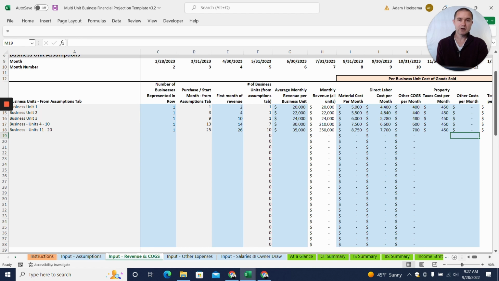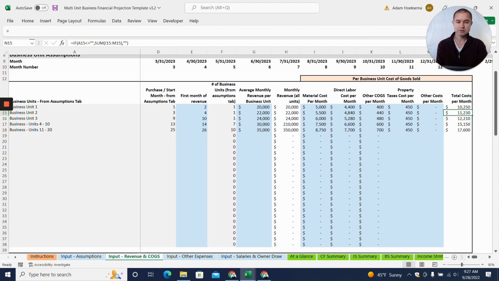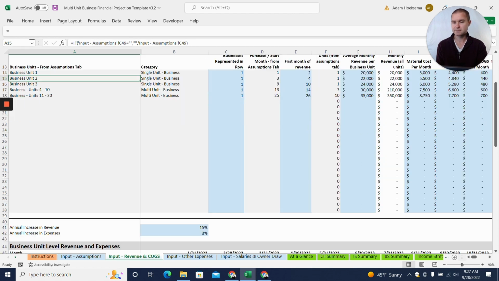And then we'll need to put in the cost of goods sold for each business unit. So again, this is per business unit. And what I've done for material cost is set it as a percentage, so 25% of revenue is our material cost. And then for labor, I put in 0.22, so 22% labor cost. Then you have slots to put in other cost of goods sold, property tax if you have it, and other direct costs that you might have. That will give us our total direct cost per month per unit.